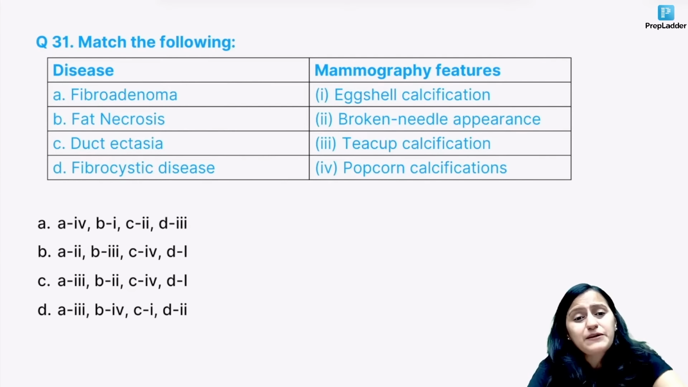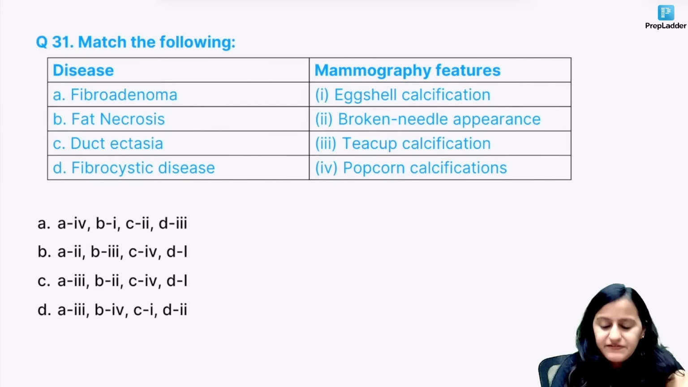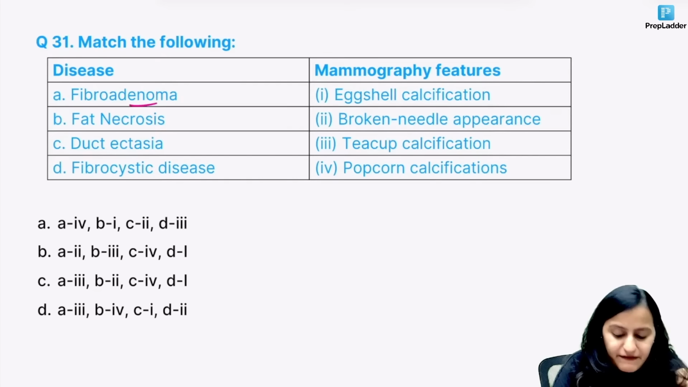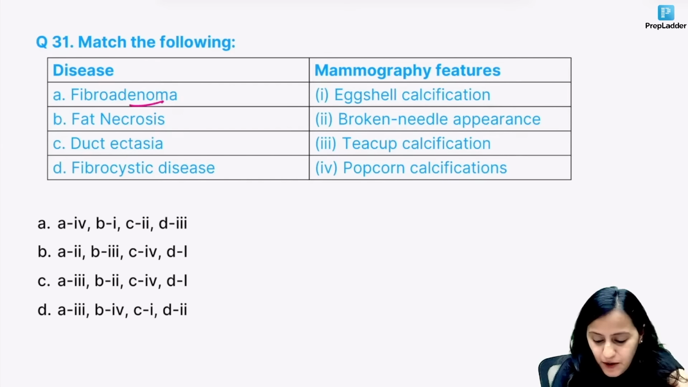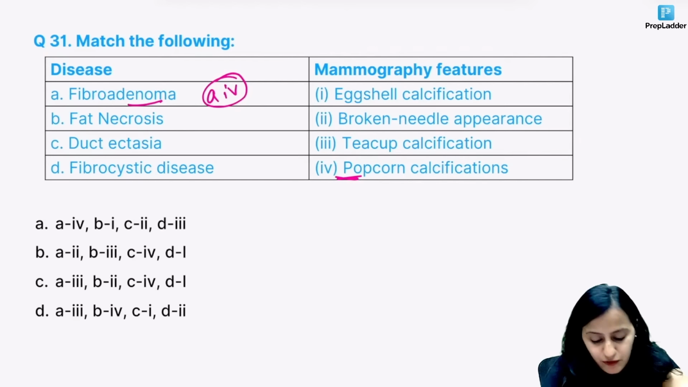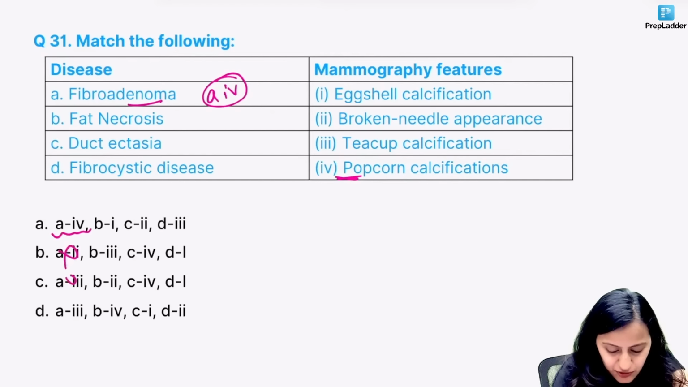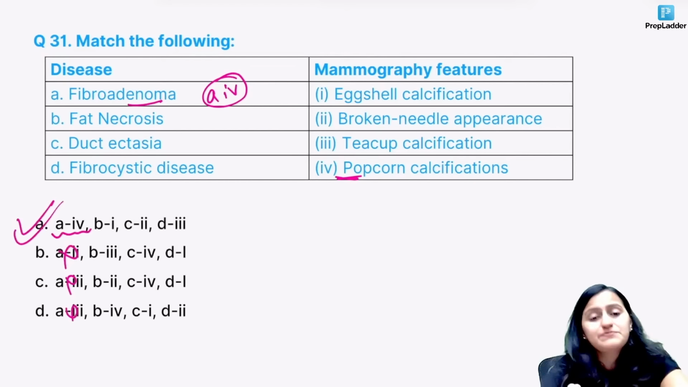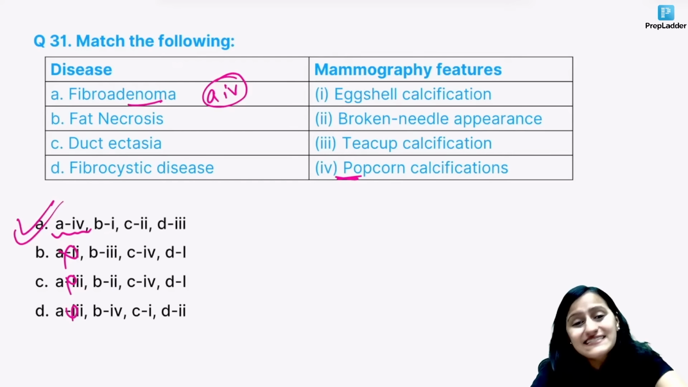Okay. Next one, match the following. Again, have a look at the options, the various calcifications in mammography. Fibroadenoma, we all know, is popcorn calcification. So A is 4. A is 4 only in this option and no other option, so your answer becomes A. Match the following, easy questions.